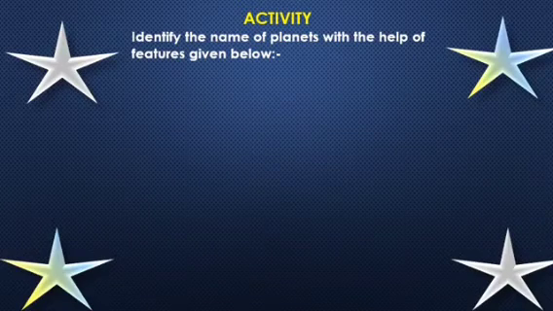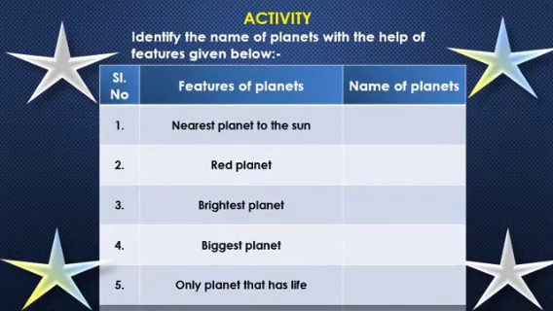Children, here is an activity for you. Identify the name of planets with the help of features given below. The features of planets are nearest planet to the sun, red planet, brightest planet, biggest planet, only planet that has life. Hope you are able to identify the name of these planets.